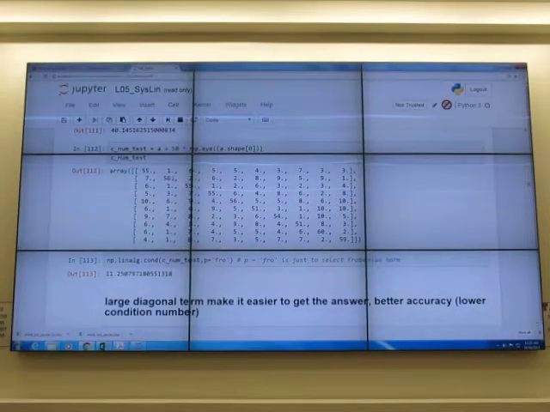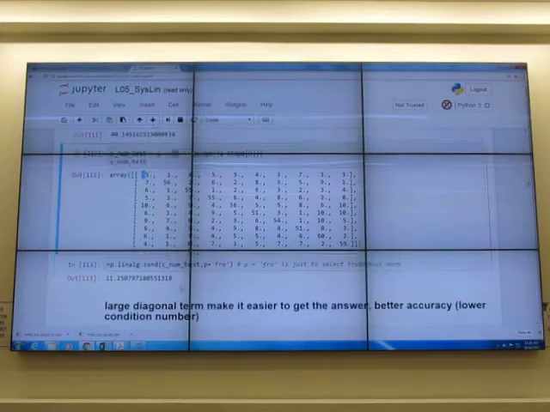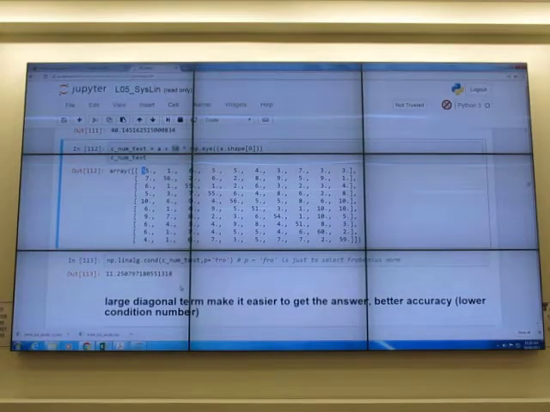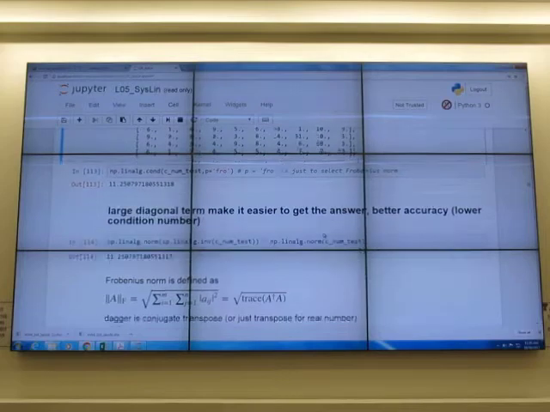So I do this kind of test. Look at this. I make the diagonal term larger than usual. I add 50 on the diagonal term. So the diagonal term is big. What happened to the condition number? Condition number decreased from 40 to 11. So if the diagonal term is big, it's good. A large diagonal term makes it easier to get the answer and get better accuracy in general.